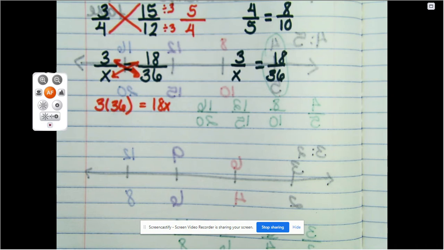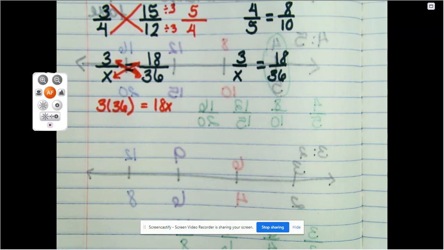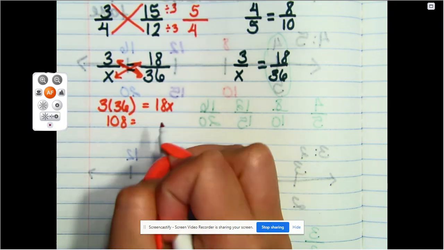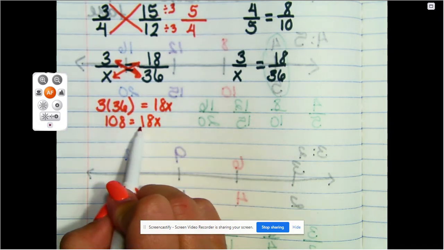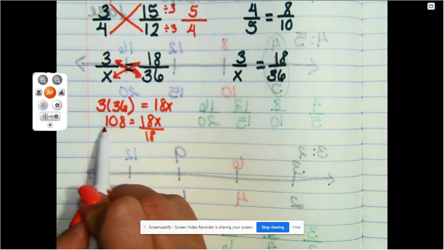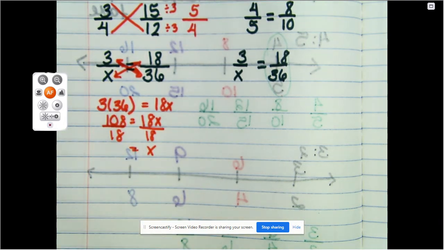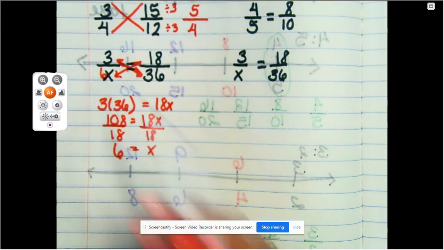Okay, so again, in this particular example, we're going to be multiplying. So we're going to multiply 3 times 36, and we get 108. And then we get 18x. Okay, the opposite of multiplying is dividing by 18. So x is equal to 6. So the missing number down here is 6.